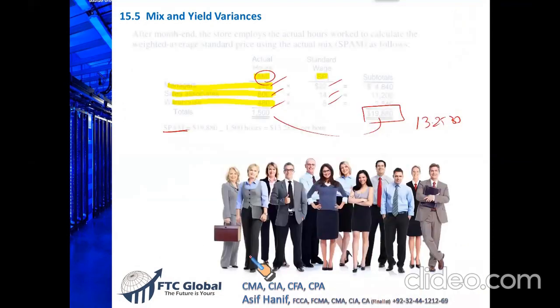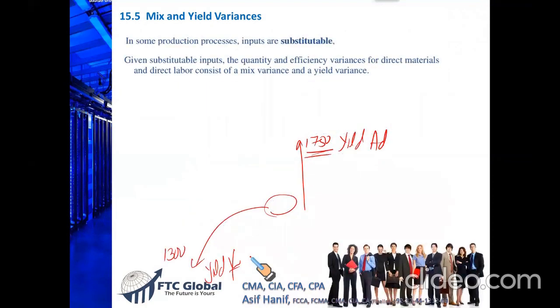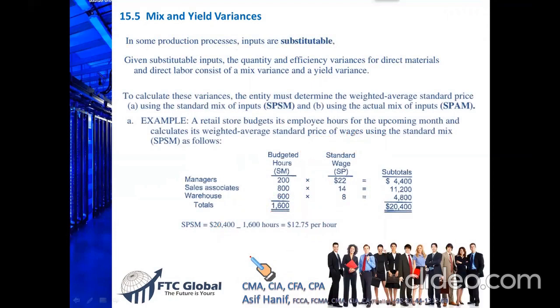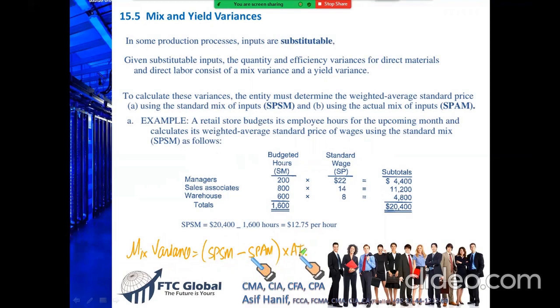Now, let me show you the formulas we use. And I should write these formulas right here and apply them right in this situation. Okay, gentlemen, I'm going to write down the formula. First of all, I'm going to calculate the mix variance. You have it on your sheet that I will share with you. Mix variance is the standard price of standard mix minus standard price of actual mix multiplied by the actual total quantity of hours worked, right?